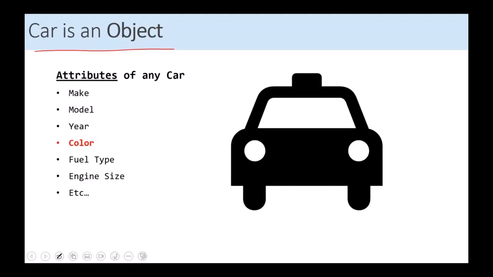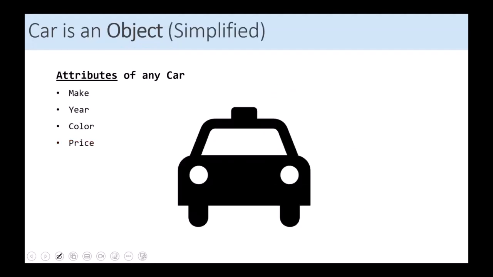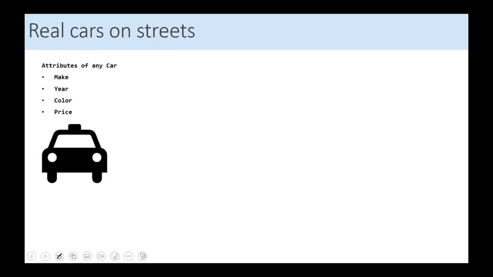Let us simplify it. Let us do what? We'll consider that what? Make, year, color, and what? Price. These, what do you call them? What's the first word here? Attributes of what? Of a car.